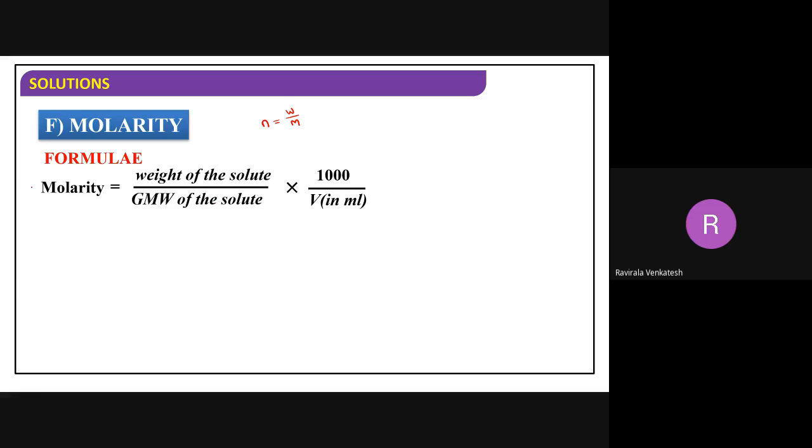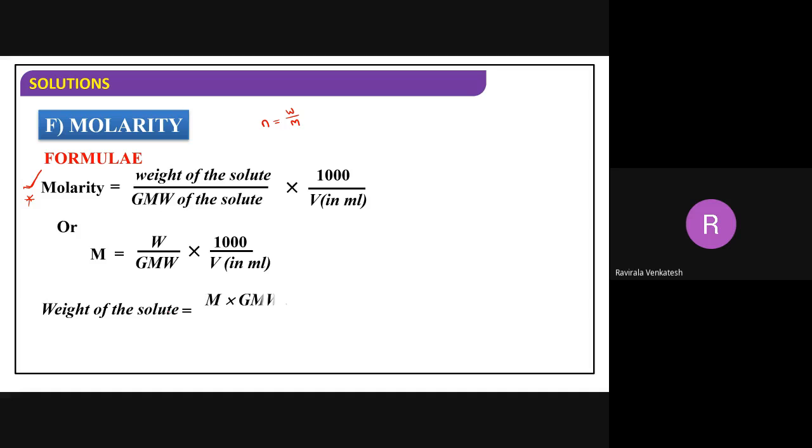So most cases will take this formula only. This is an important formula for calculating the molarity. You have studied this one in the 11th class also. Even if you studied it yesterday, you can't remember, so remember this. Now, molarity is equal to, in short form, weight over gram molecular weight into 1000 by V in ml.